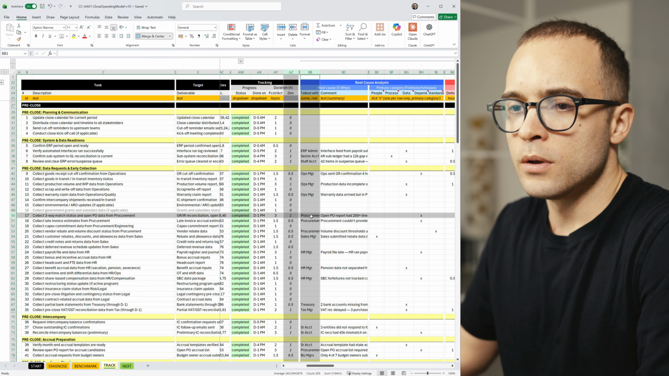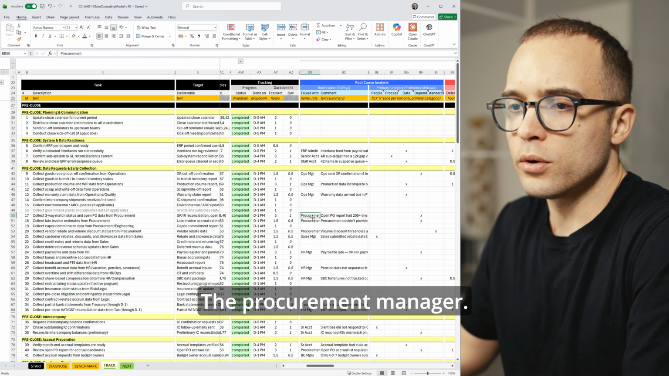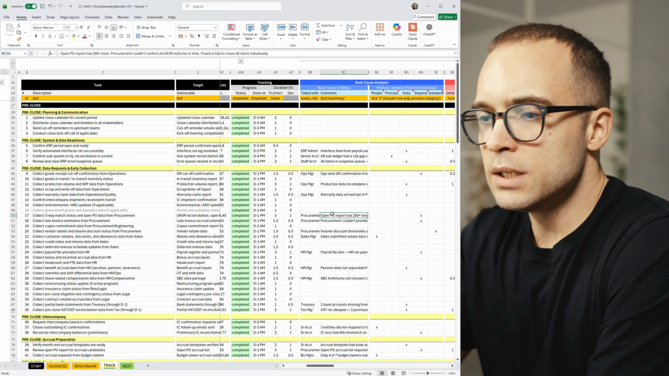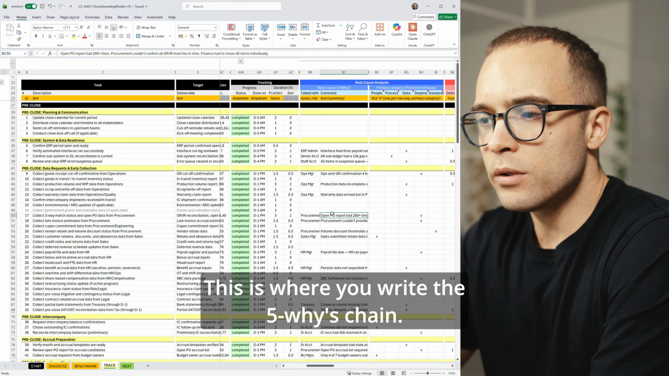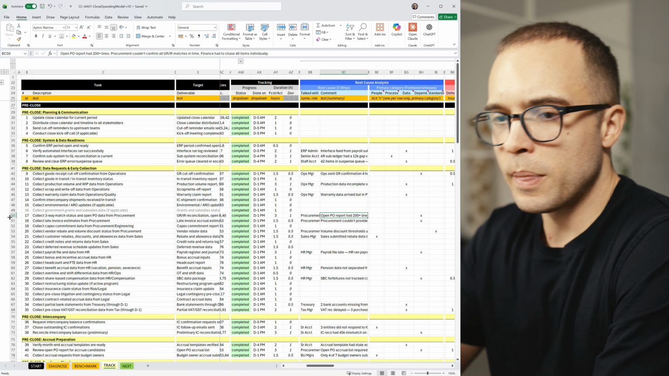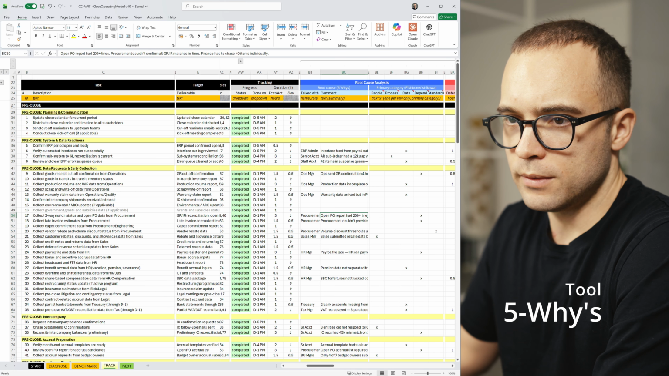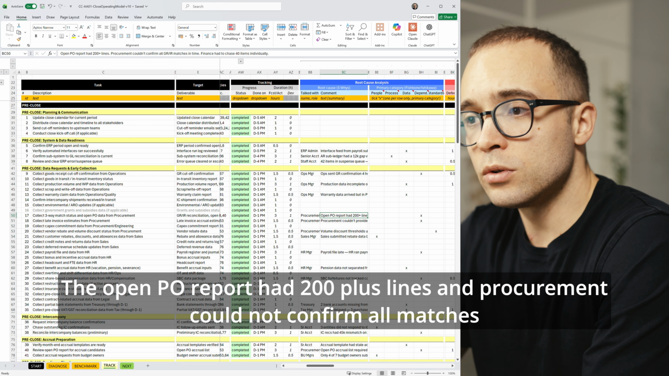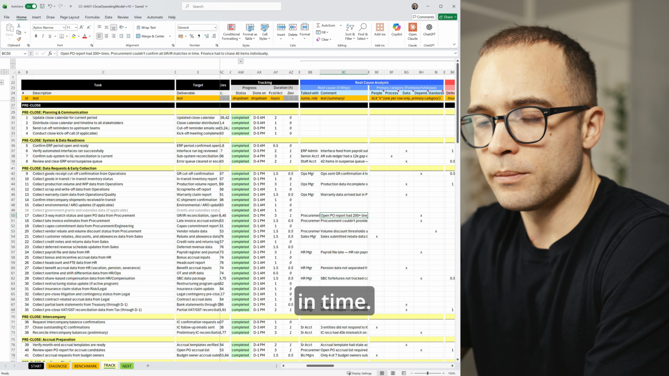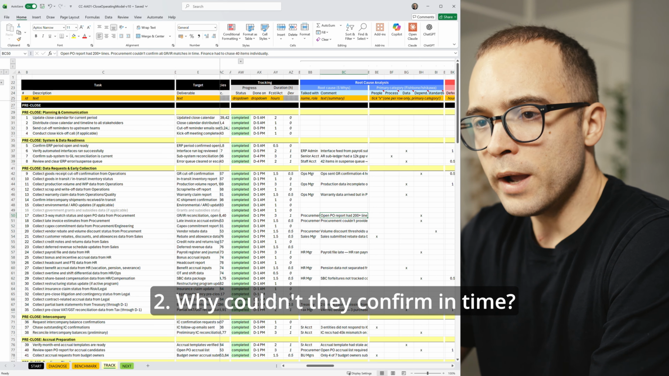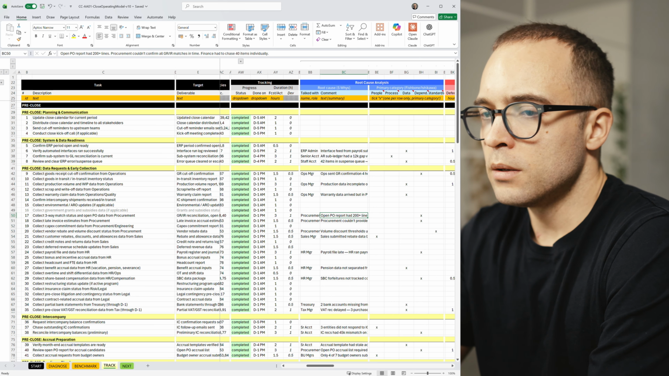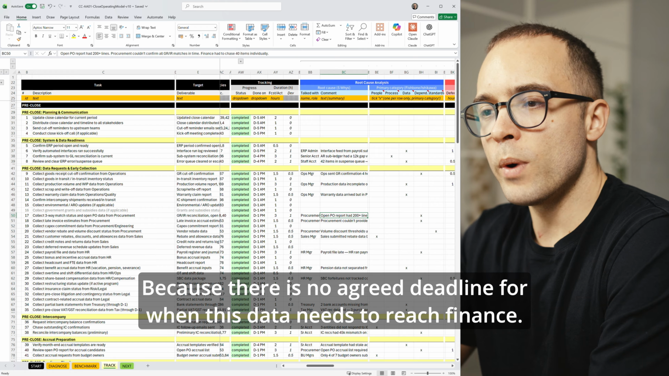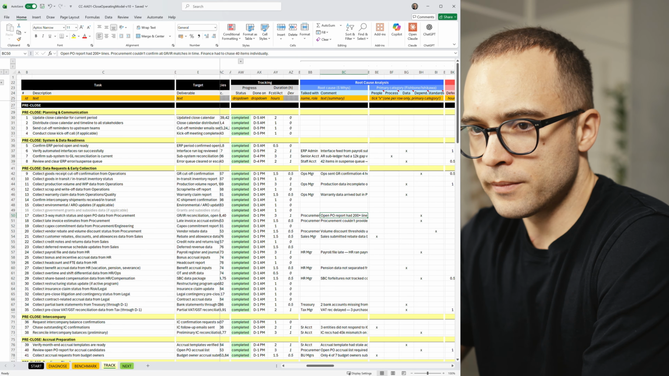Column BB. Who did you talk to? The procurement manager. Column BC, the root cause narrative. This is where you write the 5 whys chain. Why was the PO data late? The open PO report had 200 plus lines and procurement could not confirm all matches in time. Okay. Why couldn't they confirm in time? Because there is no agreed deadline for when this data needs to reach finance.